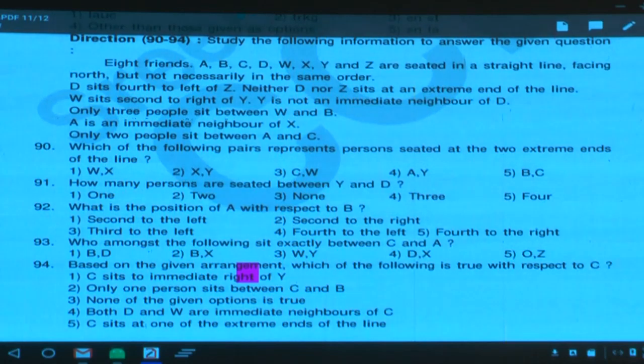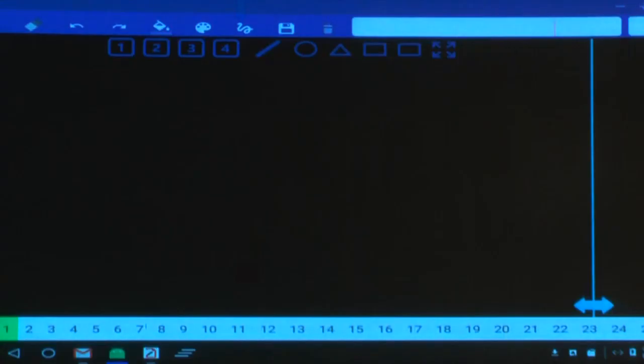D sits 4th from the left end, isn't it? How many persons are there? 1, 2, 3, 4, 5, 6, 7, 8 persons. And these 8 persons are facing towards north. D sits 4th to the left of Z, isn't it? D sits 4th to the left of whom? Z. Neither D nor Z sits at an extreme end of the row, isn't it?